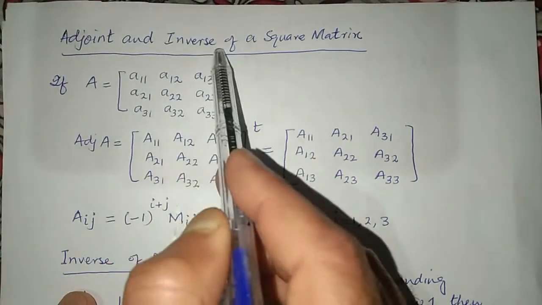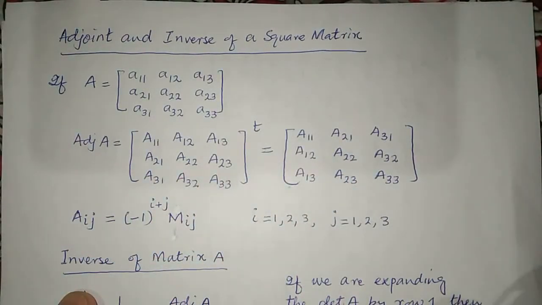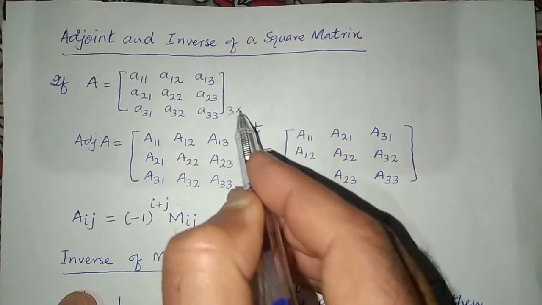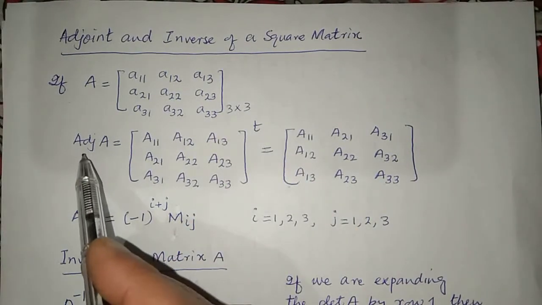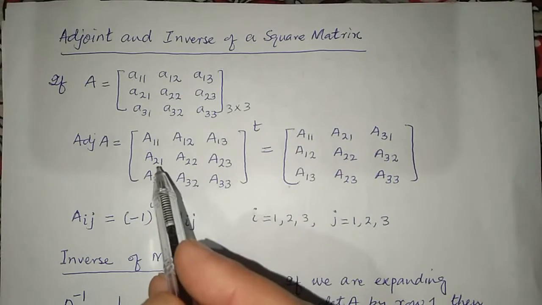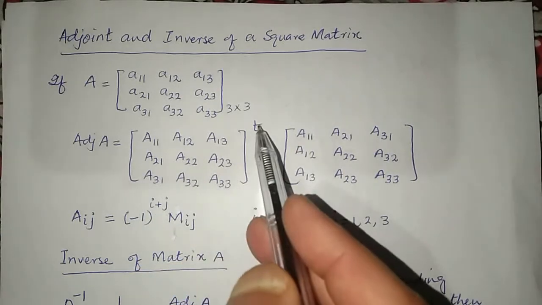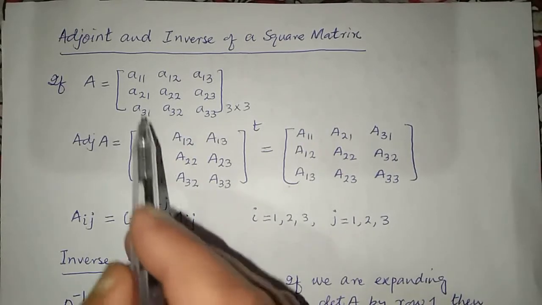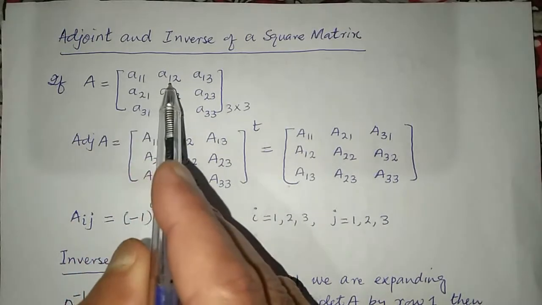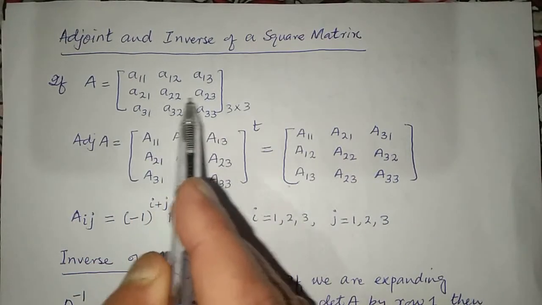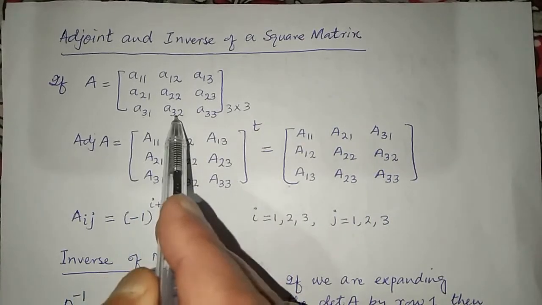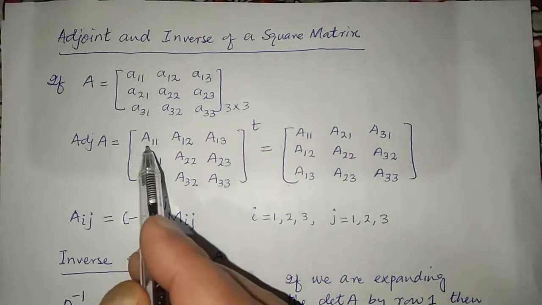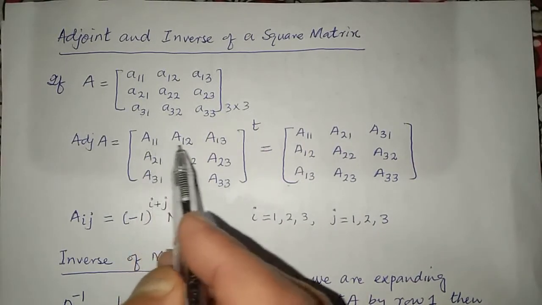Adjoint and inverse of a square matrix. If A is a square matrix of order 3, then what will be the adjoint? The adjoint matrix will be the transpose of the matrix of cofactors, in the same fashion as the elements A11, A12, A13, A21, A22, A23, A31, A32, A33. In a similar fashion, we will put all the cofactors in the matrix.